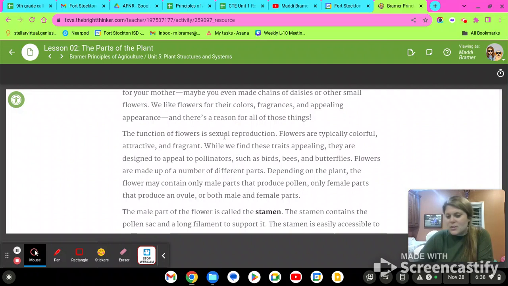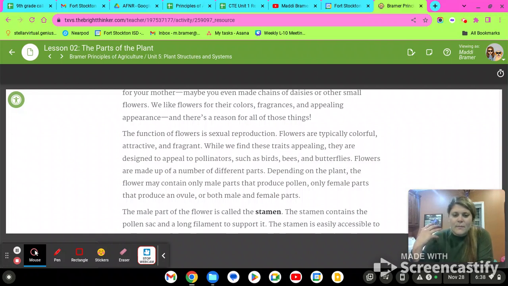I love the way they smell, how they look, and that's not just for fun. So the function of flowers is for sexual reproduction. So they're really colorful, attractive, and they smell really good to appeal to pollinators. Okay, plants rely on pollinators like birds, bees, butterflies, even deer. If you pick up a dandelion and you blow on it and those seeds go everywhere, you've just pollinated.